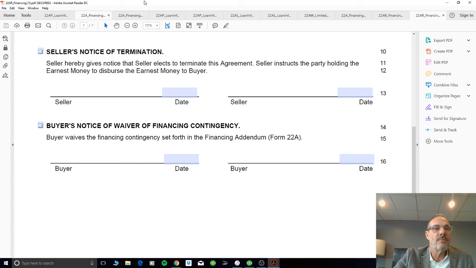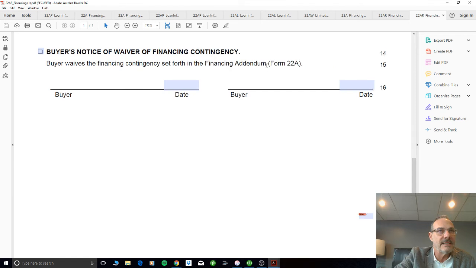So you're waiving financing in your offer, you put in 22A, you put in this 22AR, you check the box that says the buyer waives all of financing contingency, and you still then put in the Form 13, which says you can still go on the property, the appraiser, because they're going to need to, because you still are financed. Okay?